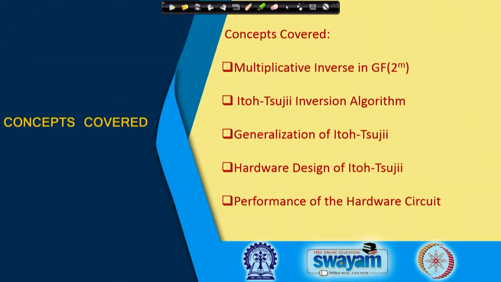More specifically, we shall be talking about multiplicative inverse in GF(2^m), which is a characteristic 2 field. We shall be talking about the Itoh-Tsujii inversion algorithm, a generalization of the Itoh-Tsujii inversion algorithm, and time permitting we shall be discussing hardware design and also performance of the corresponding hardware circuit.